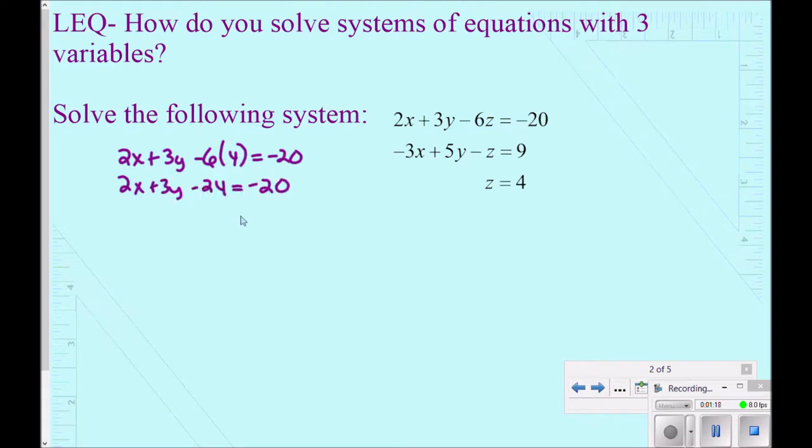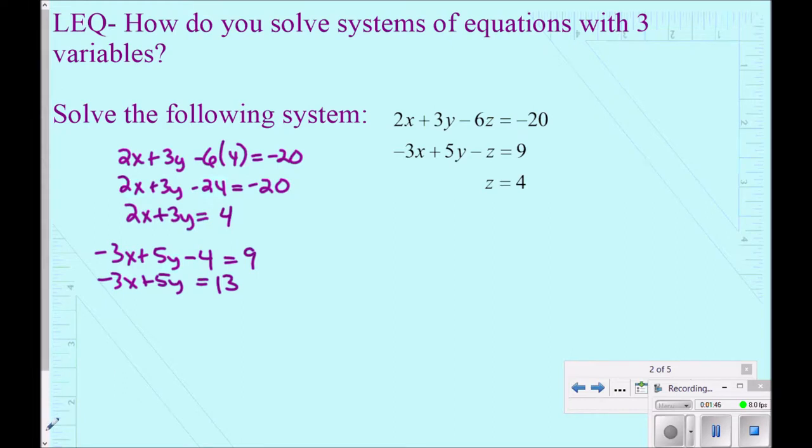I might as well get that negative 24 over to the other side by adding 24 to each side. So 2x plus 3y equals 4. The second equation, negative 3x plus 5y minus, substituting 4 in, equals 9. Simplifying, negative 3x plus 5y, adding 4 to each side, is going to equal 13.